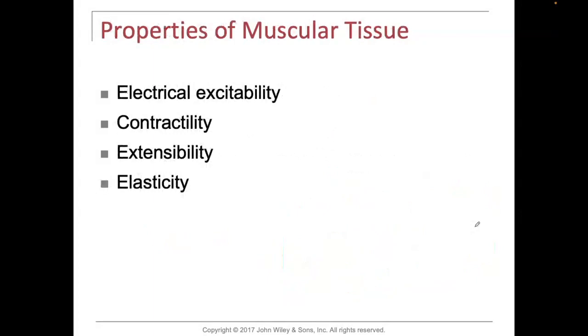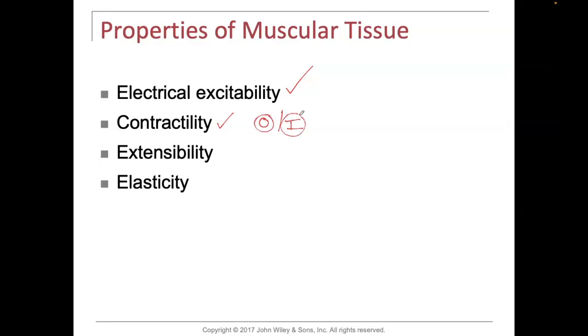Now, some of the properties of muscle is electrical excitability, which means muscles can be irritated. Contractility means that they can shorten. Muscles have the ability of shortening, which is when the origin of a muscle and the insertion of a muscle move closer together.